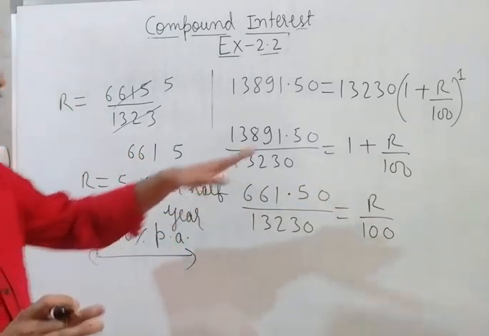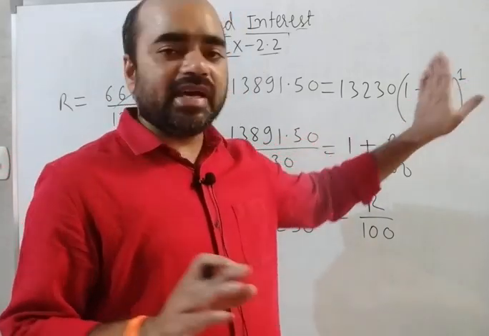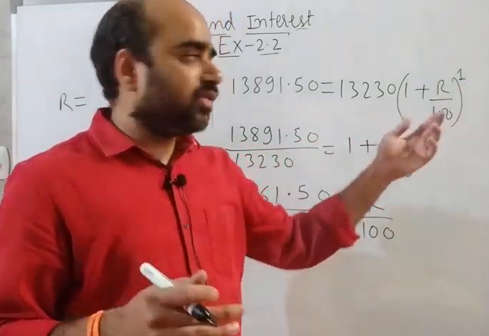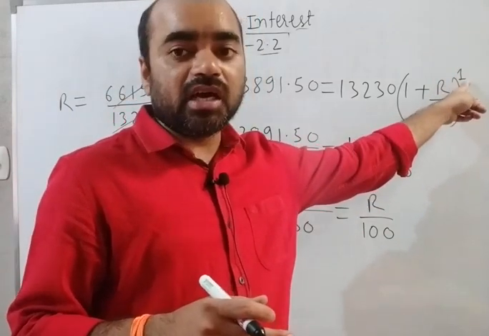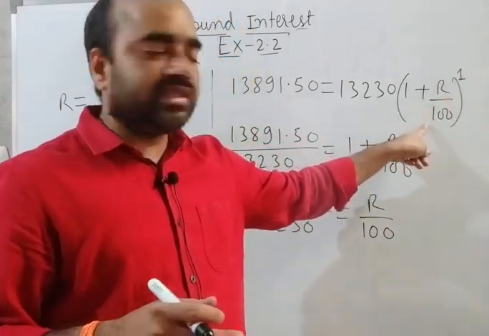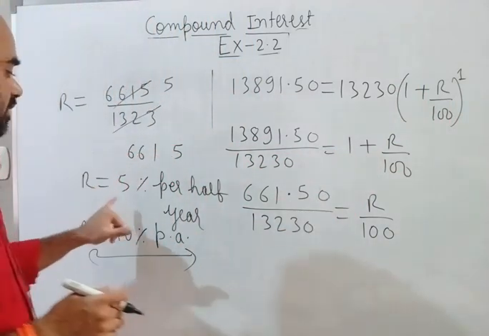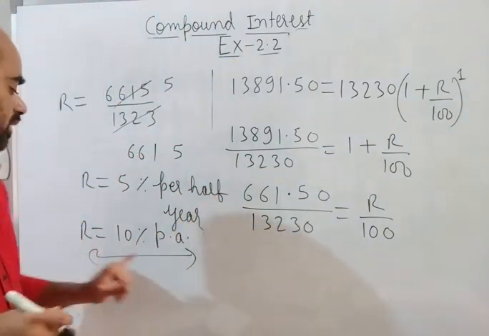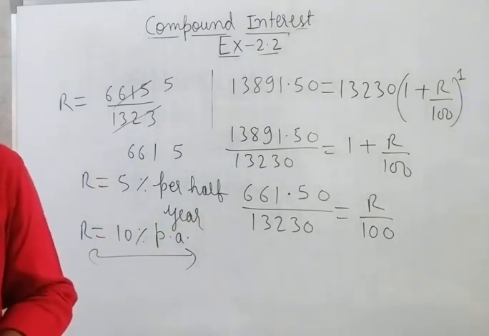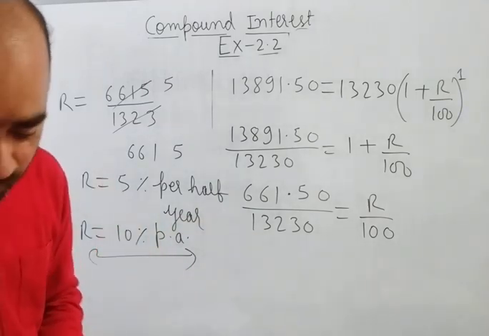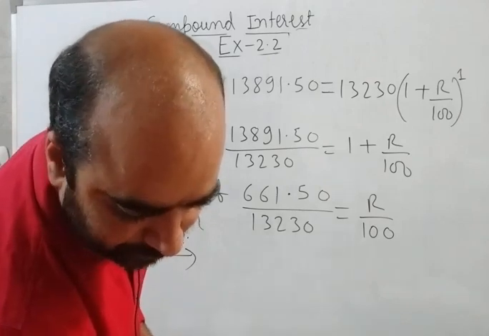Okay. So here already we have taken r as it is, nothing we have done. So this is r for each half year. Why? And we have taken the last half year, and here we have not changed anything. So this is the r 5% for half year. So for each year, for 1 year, this is 10%. Clear?